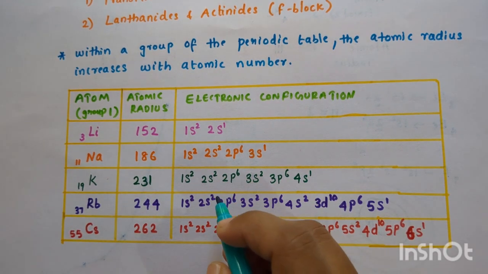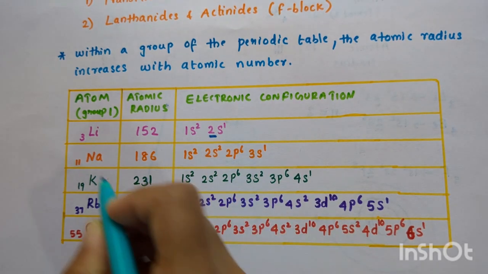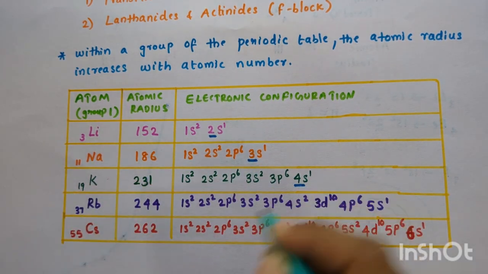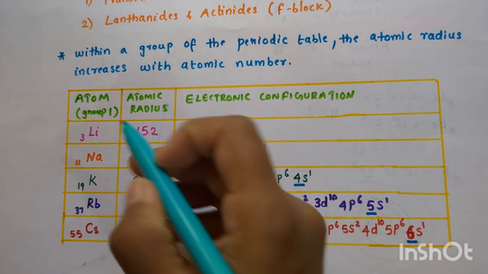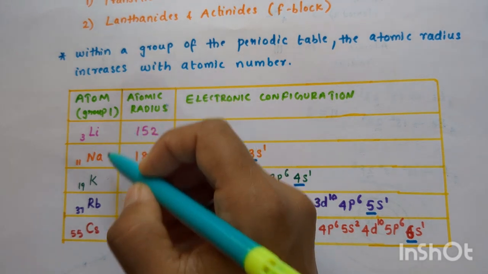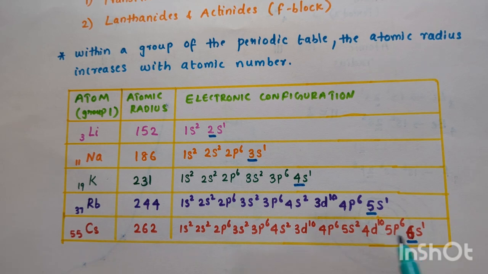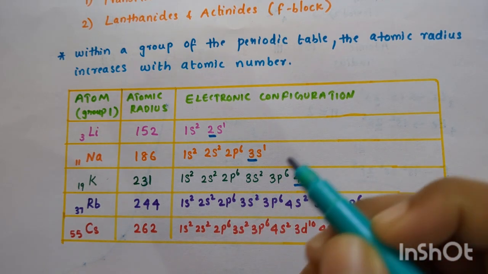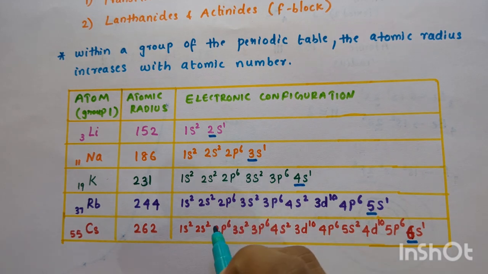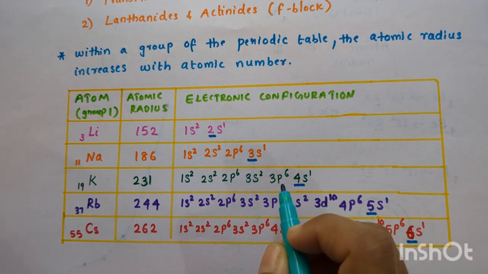So from this you can understand that for lithium, its outermost principal quantum number is 2. For sodium it is 3. For potassium it is 4. Rubidium it is 5. And for cesium it is 6. That is, as we descend the group or move down the group, the principal quantum number n increases. Okay, and the electrons are farther from the nucleus. This happens because the inner energy levels are filled with electrons, which serve to shield the outer electrons from the pull of the nucleus. Consequently, the size of the atom increases as reflected in the atomic radii.